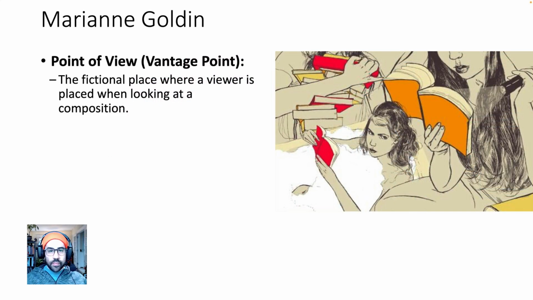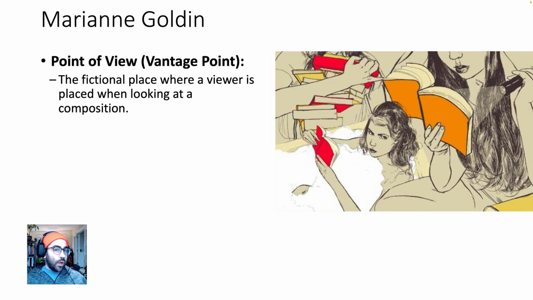Okay, so we've talked a little bit in broad strokes about graphic style. Let's start to break down some of the different components that we mentioned at the beginning of the slideshow. So one really important one is the point of view or the vantage point. One way to think about point of view is it is the fictional place where the viewer is standing when they're looking at a composition.